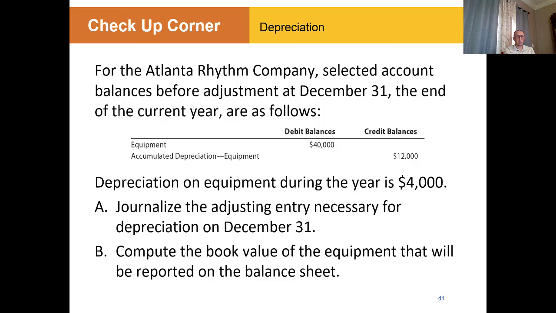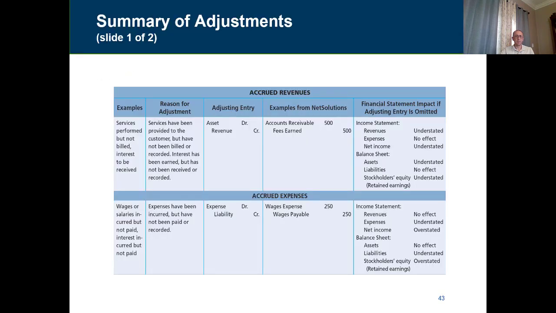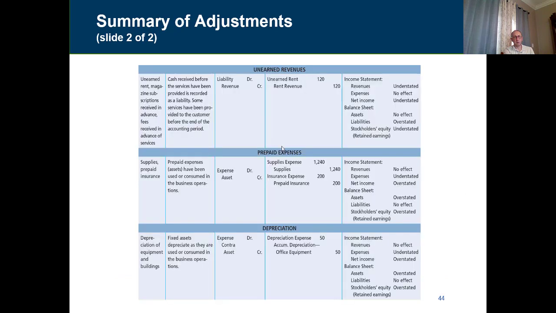We have here a checkup corner for depreciation. I'll leave that for you to review yourself. I think it's very easy. Now we have just a summary for all the adjustments that we made. And you can see here we have one for the accrued revenue, one for the accrued expense, one for the unearned revenue, one for the prepaid expense, and one for depreciation. I think these two sheets here should be your friend for that chapter because they summarize the main adjustments that are needed for this chapter. So please make sure that you know them, you review them, because they summarize everything that we covered in this chapter.